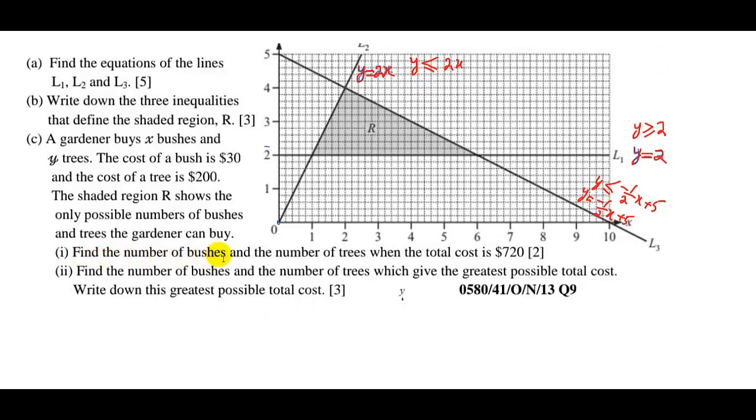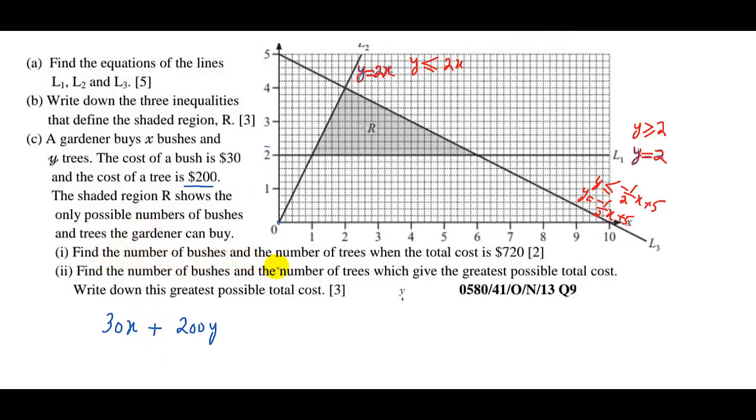Find the number of bushes and the number of trees when the total cost is $720. First, let's calculate the total cost. The cost of one bush is 30, and there are x bushes, so the total cost is 30x. And the cost of one tree is $200, and there are y trees in total, so the total cost is 200y. And the total cost of both bushes and trees is 30x plus 200y.